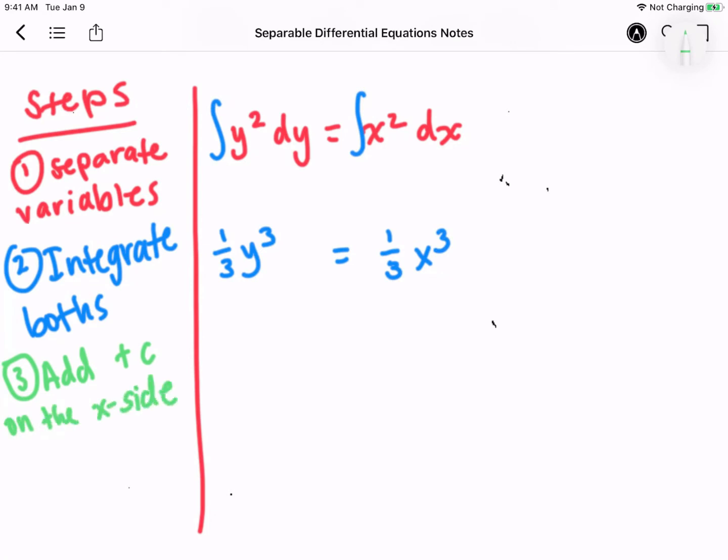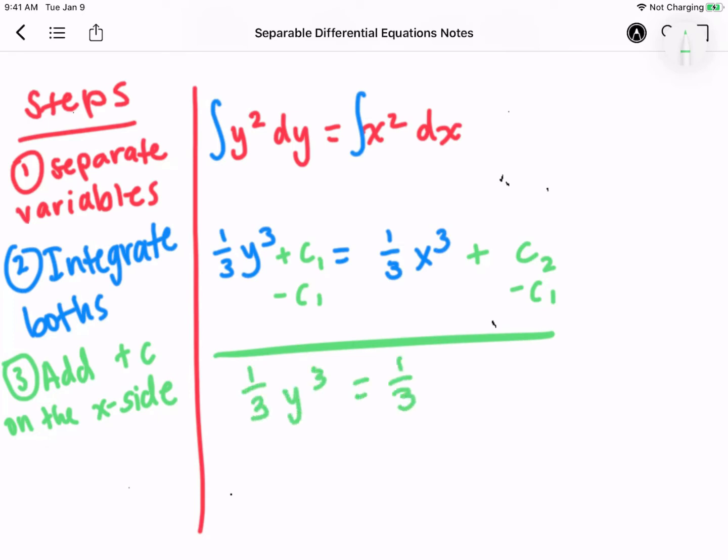So just the side with x is going to get that plus c. And the reason why is because I could technically add c to both sides. You don't have to write this part down. So let's say I added c to both sides. Well, c is just a constant, so I could combine these together, combine like terms. And on the right-hand side, I would get this: 1/3 y cubed equals 1/3 x cubed plus c2 minus c1.